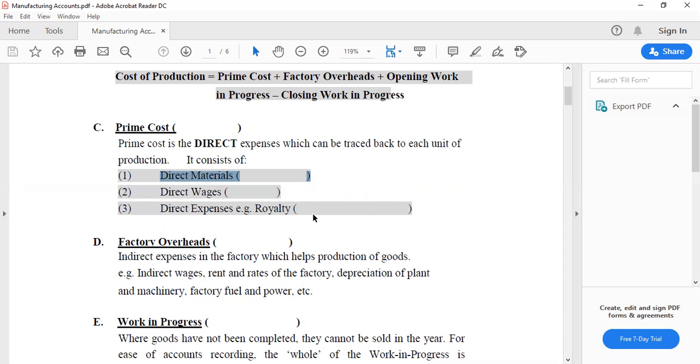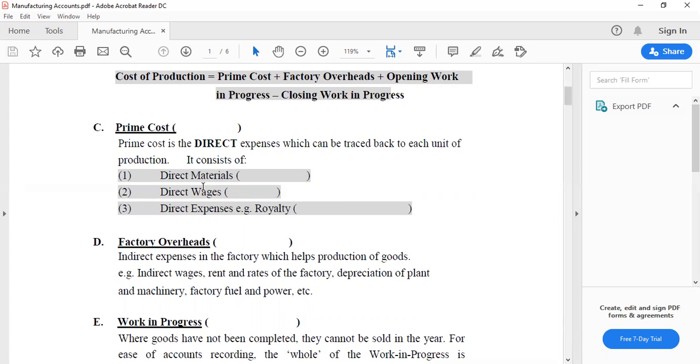It's not easy for anyone to tell whether there is glue on that furniture, but this glue is a material that has been used to produce this piece of chair. But this glue cannot be directly traced to that product, to that chair, to that table. So that glue, therefore, becomes part of indirect material. It cannot be directly traced to that final output.